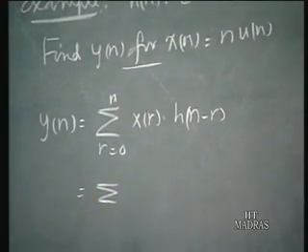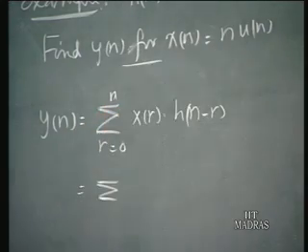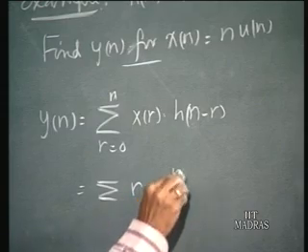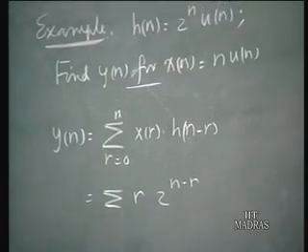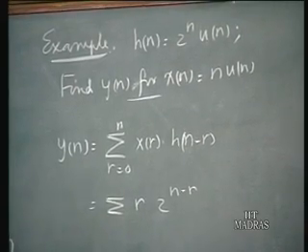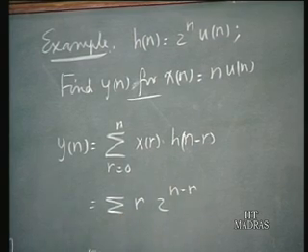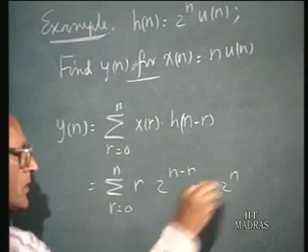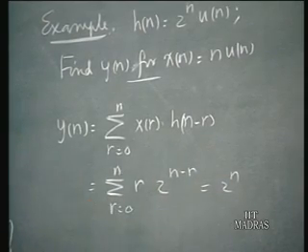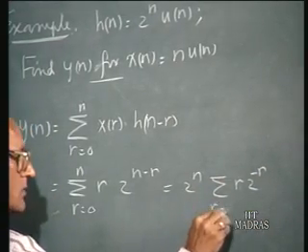Now xr is r times ur, because anyway r is going from 0 to n, ur is going to be 1 in that case. Therefore this is r times hn minus r, 2 to the power n minus r, and in the range of this summation, n minus r is going to be positive because r is going from 0 to n. Therefore we don't have to write un minus r. Therefore r times 2 to the power n minus r, r from 0 to n. This can be further written as 2 to the power n, because n is a constant as far as this summation is concerned, times r times 2 to the power of minus r, r from 0 to n.